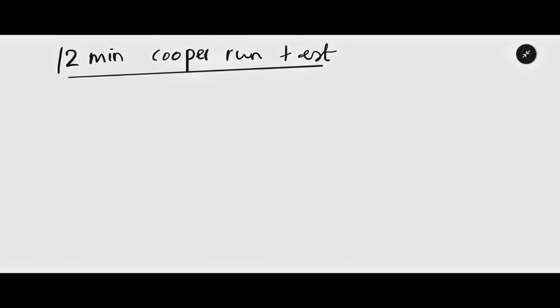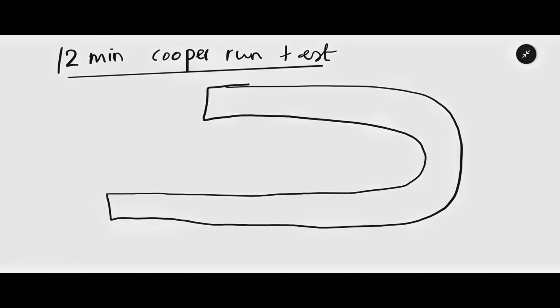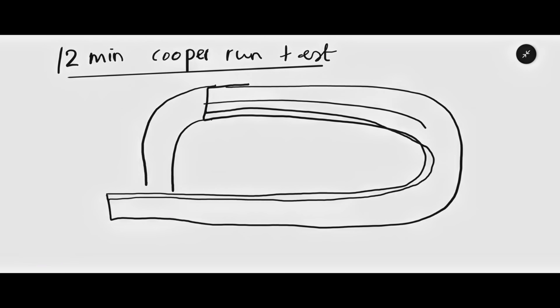Okay, now for the 12-minute Cooper run test. Again, we're not going to spend too much time on this because it's pretty straightforward, but just to draw it out so we can visualize it. Let's say it's being done on a track, on a full track, for example. This is the track here. That's the track with the lines and all of that.